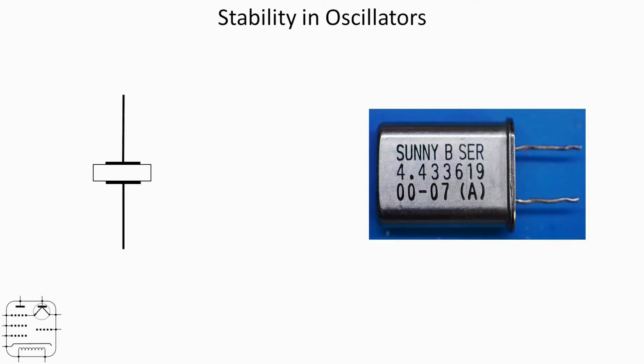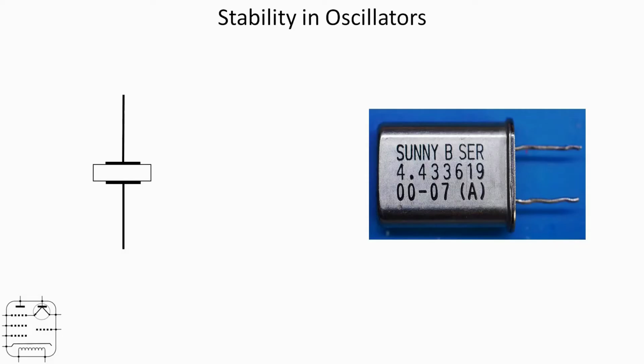So the piezoelectric effect occurs when you apply a voltage to the crystal and it moves. When you take that voltage away, the crystal returns to its original shape, and in doing so it generates a voltage. And depending on how the crystal has been cut, the frequency at which it does that can be very precisely defined. In other words, its resonant frequency. In the case of the crystal you're looking at here, 4.433619 megahertz to be precise.